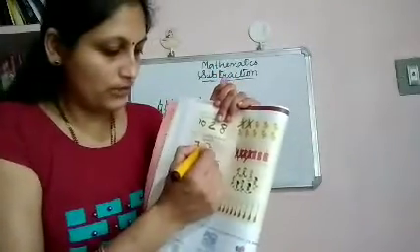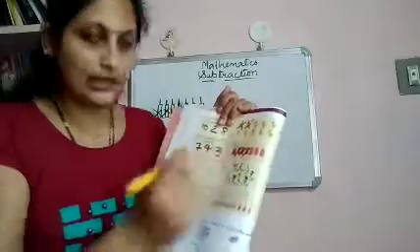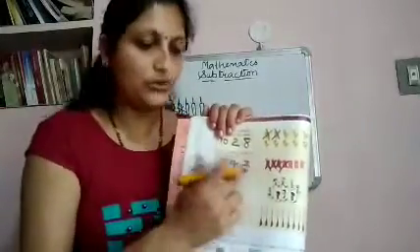So same we have to write here. 7 are there. 4 blown away. Next. How many are left? 3 left. 7 minus 4 is equal to 3.